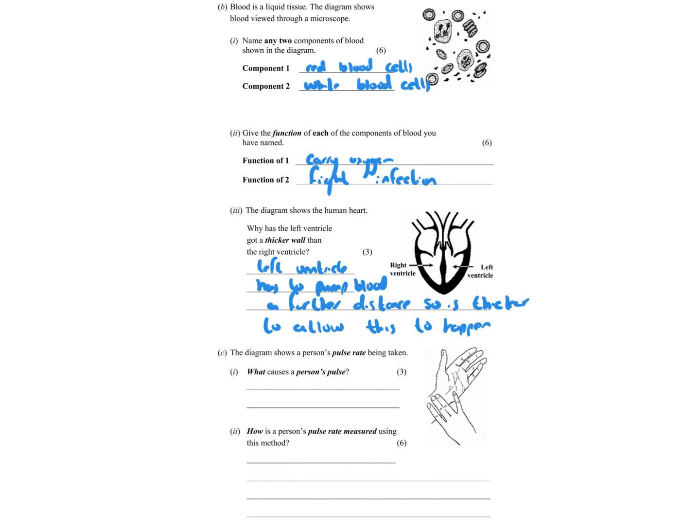Now, the diagram shows a person's pulse rate being taken. What causes a person's pulse? So this is your heart beating. And how is a person's pulse rate measured using this method? So we need 2 points for this because it was 6 marks. So you place 2 fingers on a pulse point. So that's where you can feel your pulse. Count the number of beats you feel in a minute.